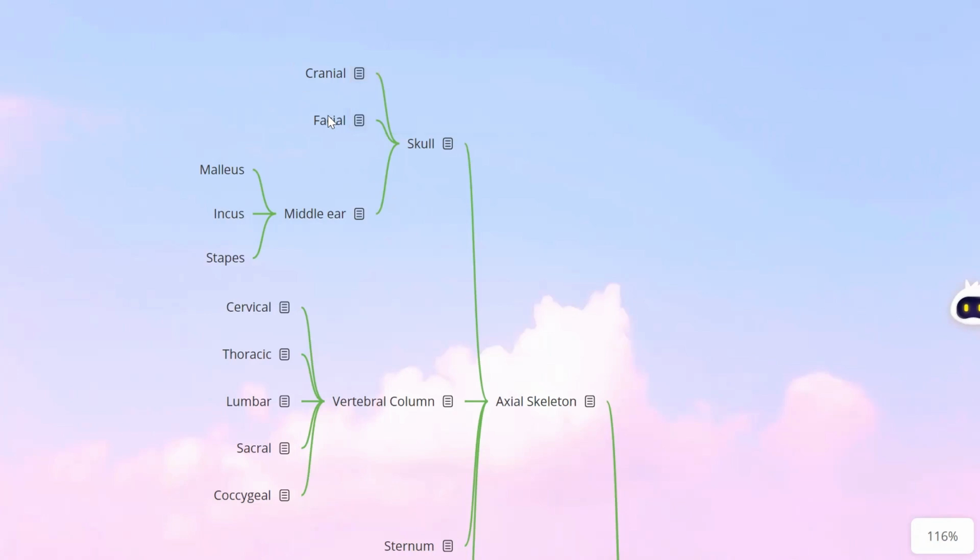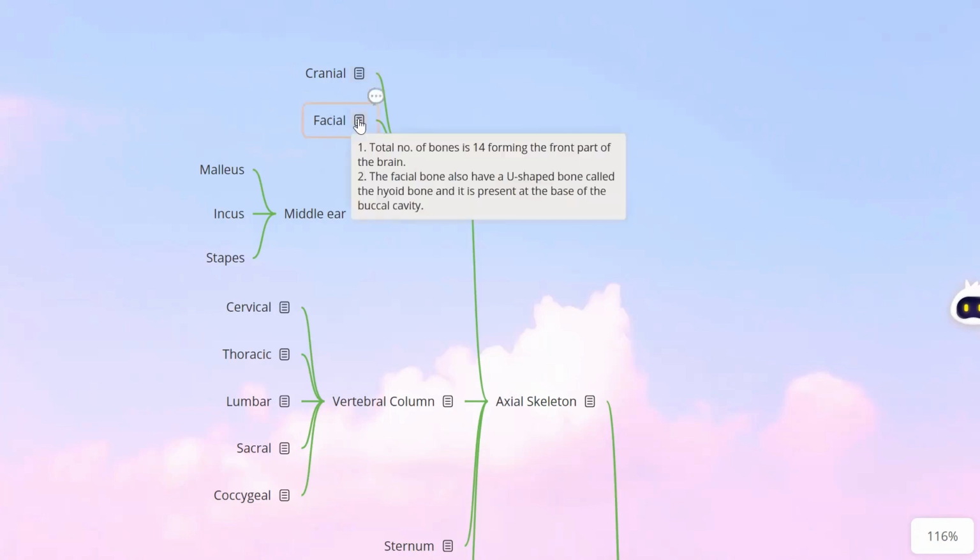Now we have the facial bones. Facial bones, total number of bones is 14, forming the front part of the face. And facial bones also have a U-shaped bone called the hyoid bone, and it is present at the base of the buccal cavity. The hyoid bone shape is U-shaped.